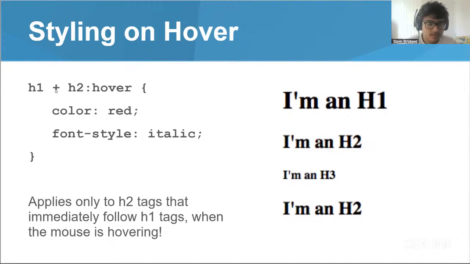Here you can see the adjacent child selector. So if there's an H1 and there's an H2 that's directly after the H1, it'll select only those H2s. So here you can see this H2 is after the H3, which means that it will not get selected by the selector. And then you could use a colon hover over it. So you can use pseudo selectors with any selector that you have, including the adjacent child selector.